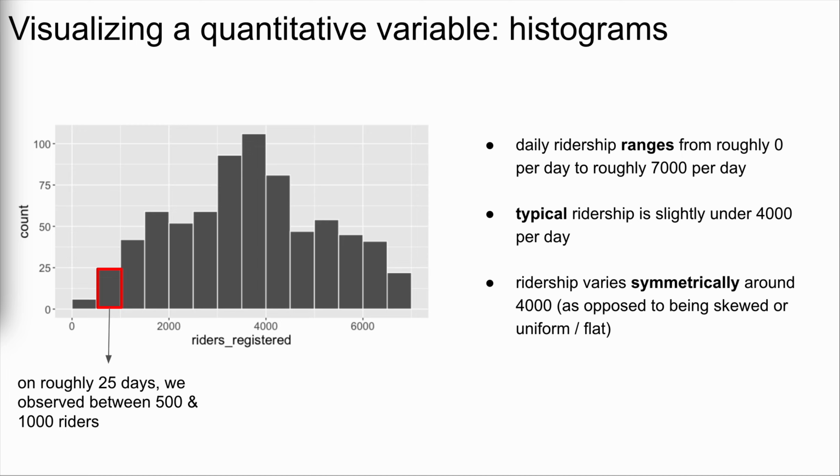And when we step back and check out the bigger picture, we build up our understanding of ridership. As shown in the box plot, notice that daily ridership ranges from roughly 0 per day to 7,000 per day. And the typical ridership is slightly under 4,000 per day. Further, notice that the shape is symmetric, as opposed to being skewed or uniform or flat. That is, ridership varies symmetrically around 4,000.